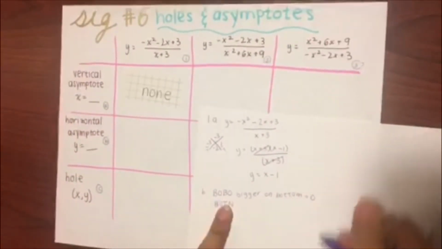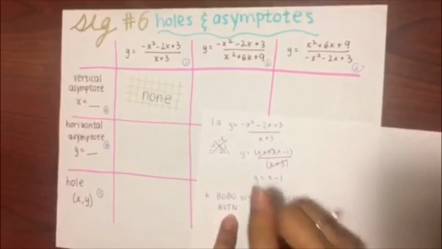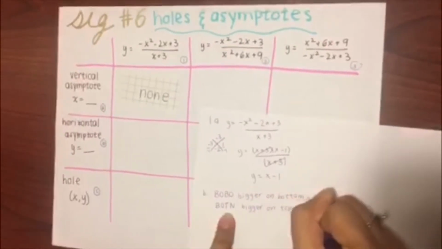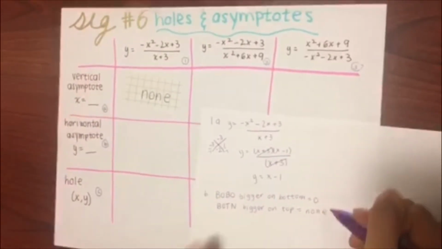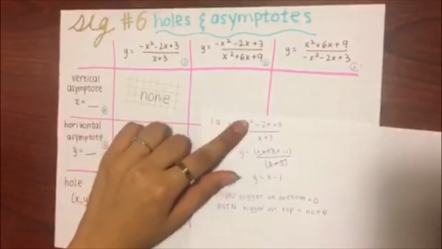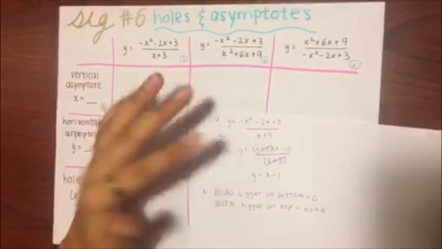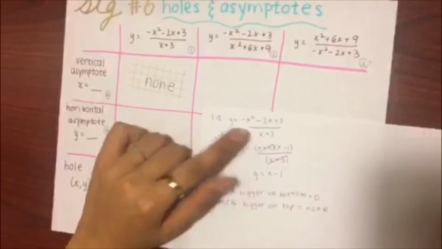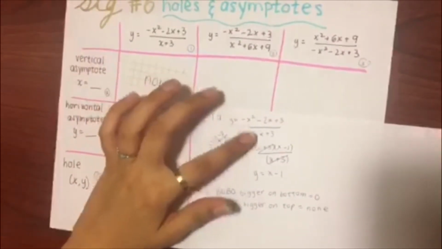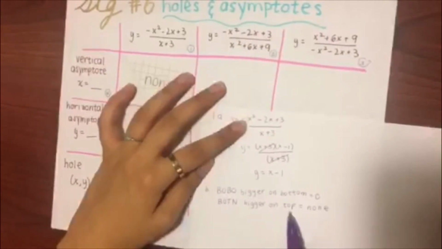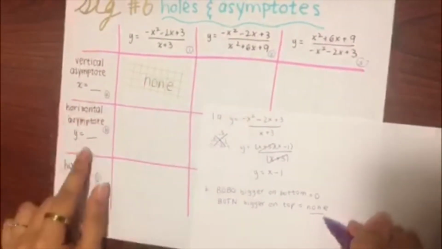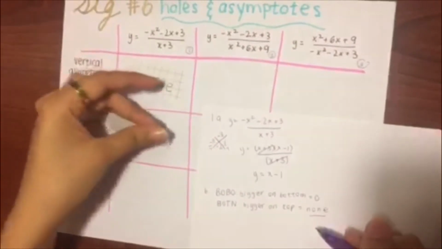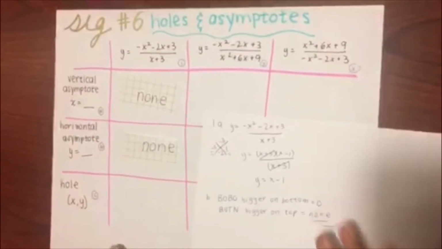equals 0, and BOTN stands for bigger on top equals none. What this means is when you're looking at the highest exponent on the numerator and the denominator, if it's bigger on the bottom, it's 0. In this situation right now, the numerator is bigger than the denominator. So if it's bigger on top, then none is your horizontal asymptote. So for this equation, there is no horizontal asymptote. So we're going to write none right there.